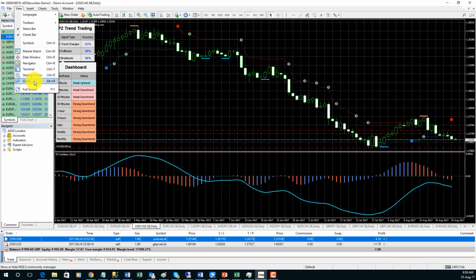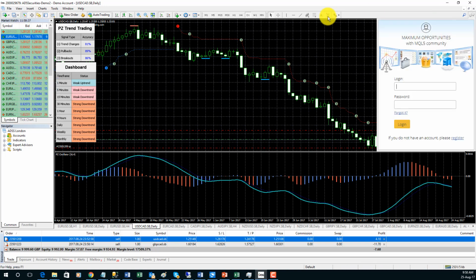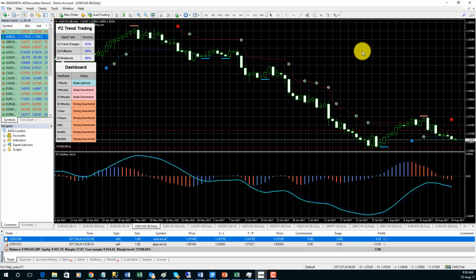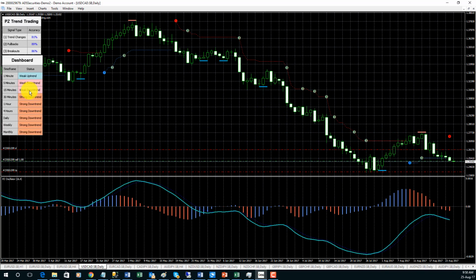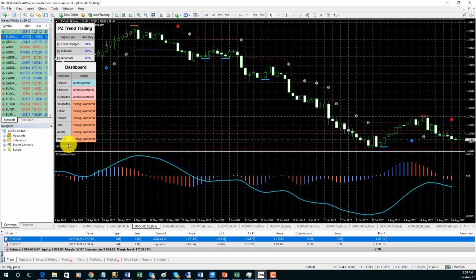Chats, if you click on that one, if you're part of the MQL5 community, log in and you can chat away with other people, look at what they're doing, signals, etc. I don't use that one myself, but it's there if you need it. Full screen just takes everything up to the full screen, so if you wanted to examine something very quickly, you can press either F11 or that menu, and F11 toggles it back to the normal screen layout. So that's quite straightforward and simple there.